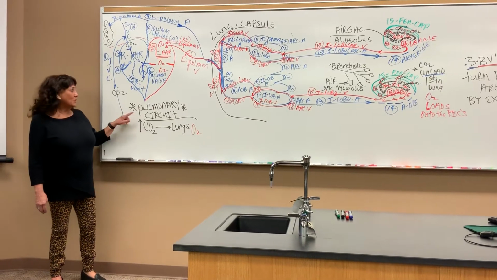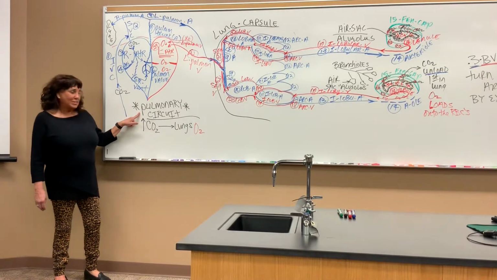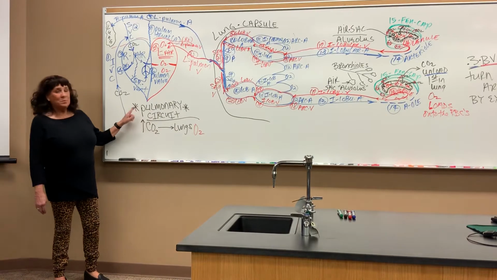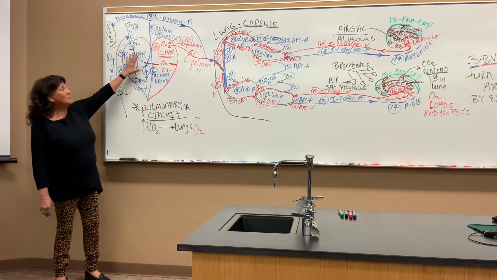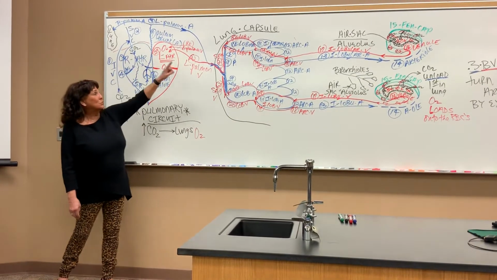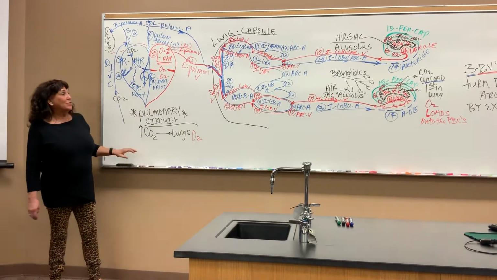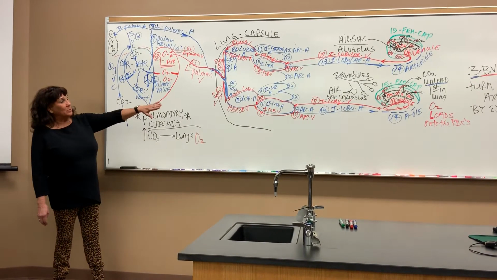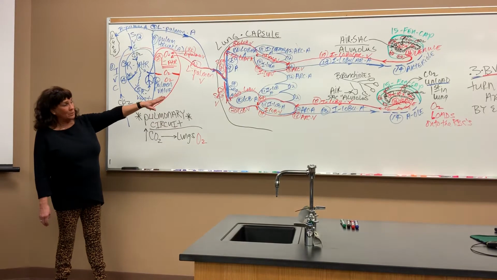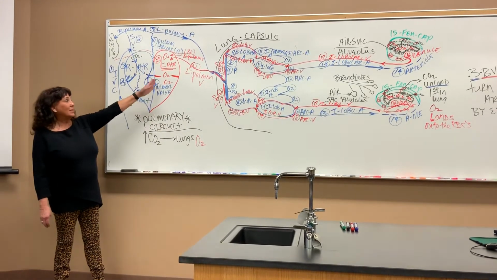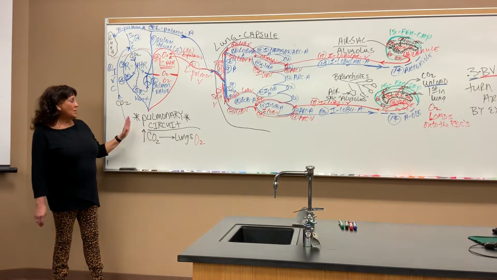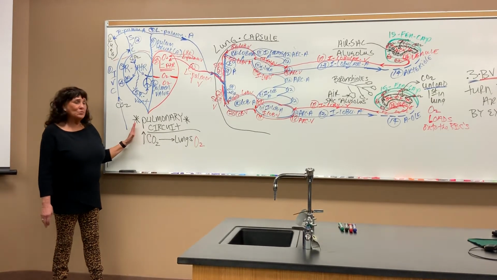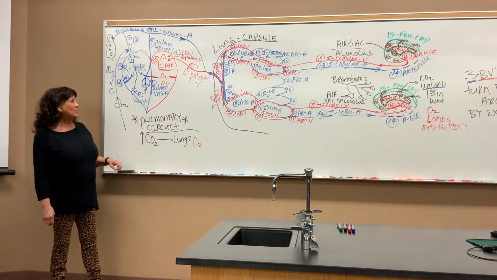Okay, so we're going to work on the pulmonary circuit, and basically the pulmonary circuit means to take blood from the right side of the heart out to the lungs, okay? And then the CO2 blood will be exchanged for oxygen, and then brought back to the left. All right, so this is what we call driving blood.